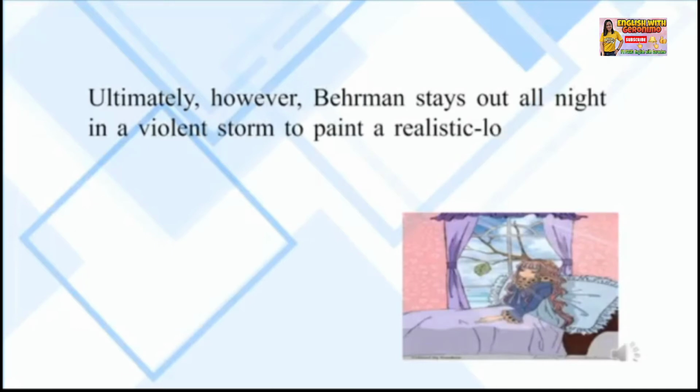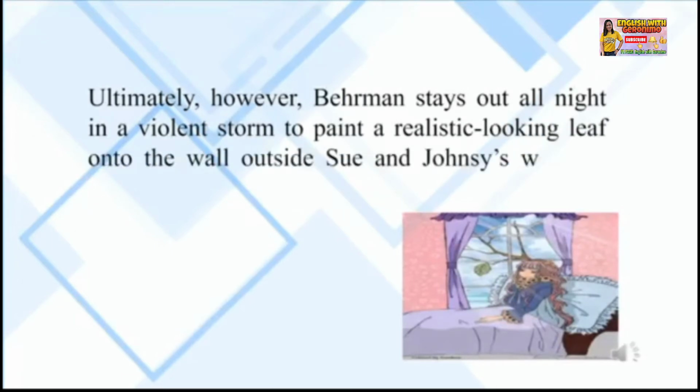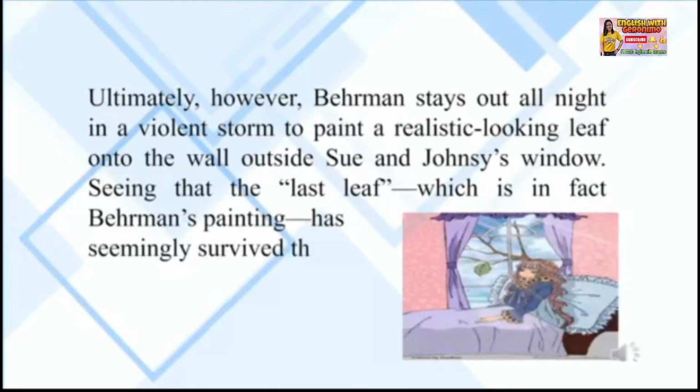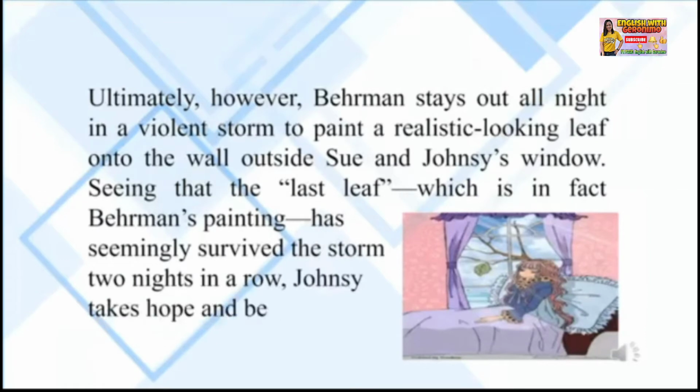Ultimately, however, Vermon stays out all night in a violent storm to paint a realistic-looking leaf onto the wall outside Sue and Johnsy's window. Seeing that the last leaf, which is, in fact, Vermon's painting, has seemingly survived the storm 2 nights in a row, Johnsy takes hope and begins to recover.